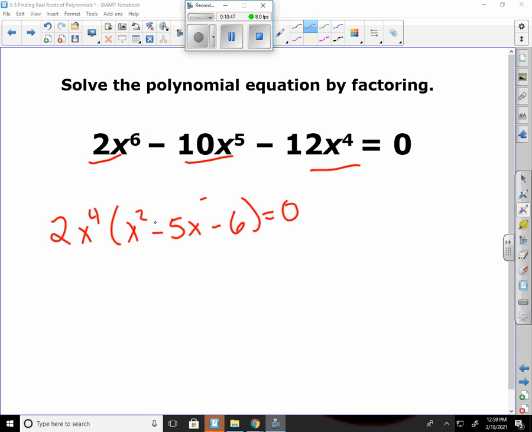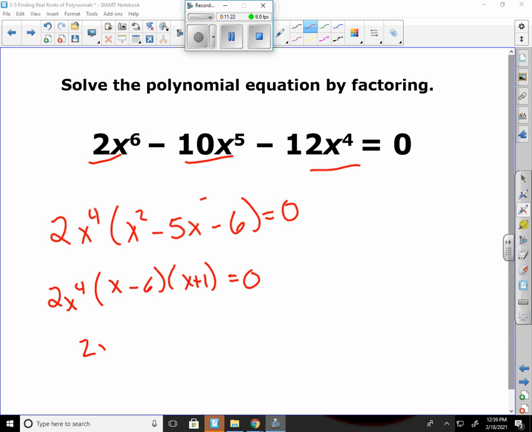Now I have to try to factor this. What multiplies to give me negative 6 and adds to negative 5? x minus 3 and x, that's not right, it would be x minus 6 and x plus 1. Negative 6 times 1 is negative 6. Negative 6 plus 1 is negative 5.